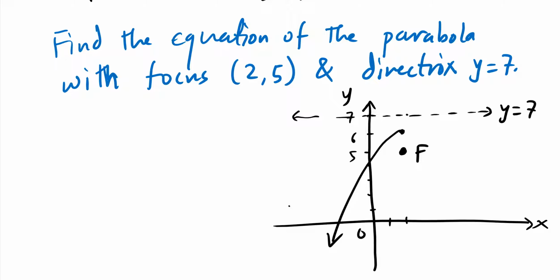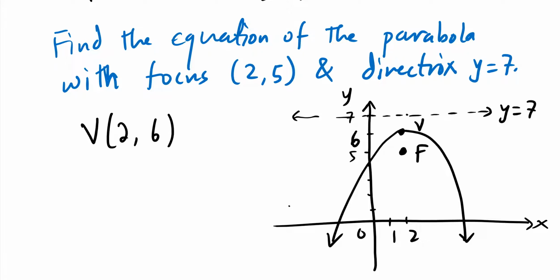And a random sketch like that would be the sketch, because the focus must go inside. If you draw it upward, the focus is not going to be inside it. But in this case, I see the focus is inside. So now I can find the coordinates of the vertex. It's 2, 6. So the vertex is 2, 6.